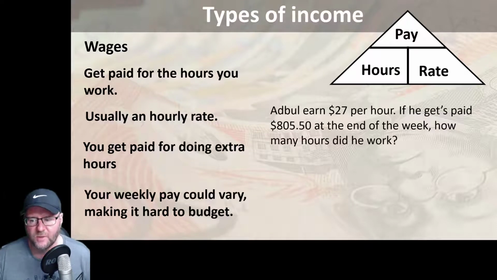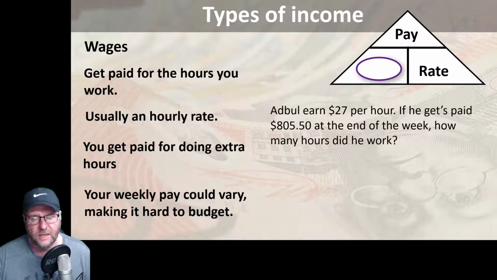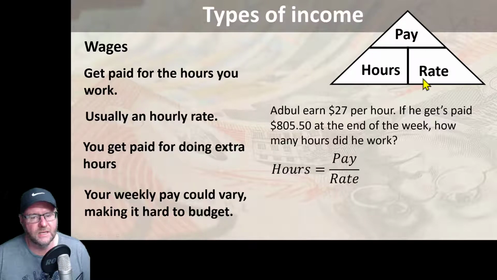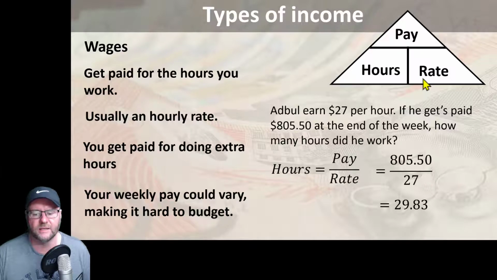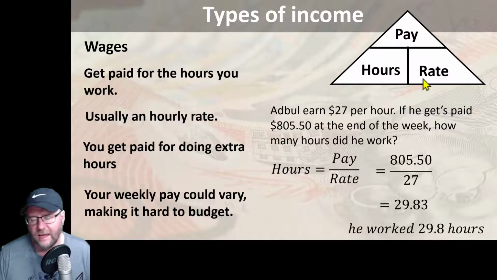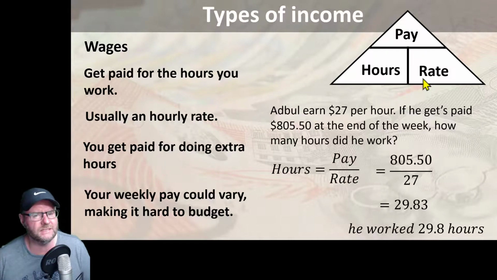Finally, let's have a look at one more before we move on. Abdul earns $27 per hour. Now, if he gets paid $805.50 at the end of the week, how many hours did he work? Exactly the same process. We're going to cover over the one we want to know, in this case, the hours, and what's left is pay over rate. So his pay was $805.50, his rate was 27, so I can calculate that the hours that he worked was 29.8, if we round it to one decimal place. So that's how we can use this pay, hours, rate triangle to do all kinds of calculations around wages, where there's a direct relationship between an hourly rate and the hours worked. That's your pay.